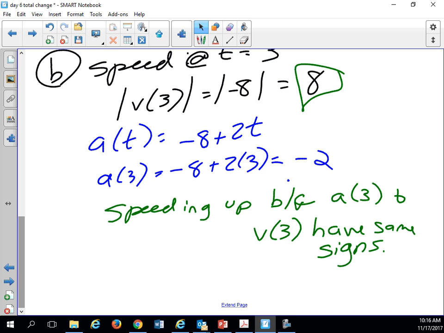By the way, it means it's speeding up in the negative direction. It's speeding up. There's my justification, there's my reasoning: because A of 3 and V of 3 have the exact same sign.